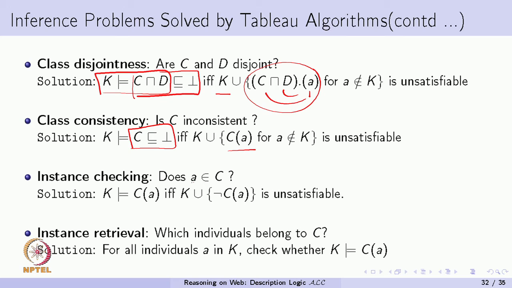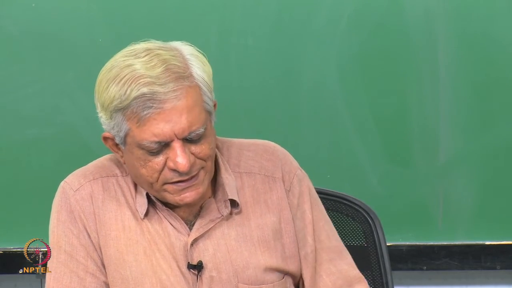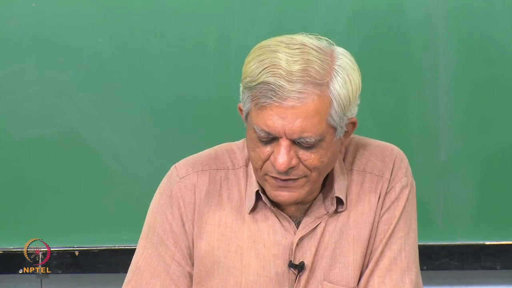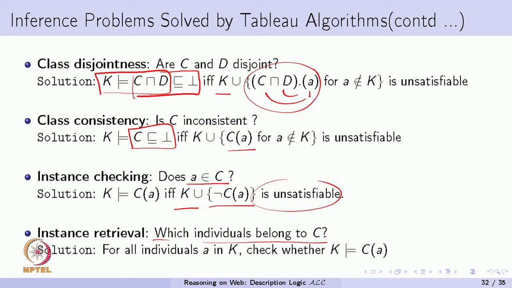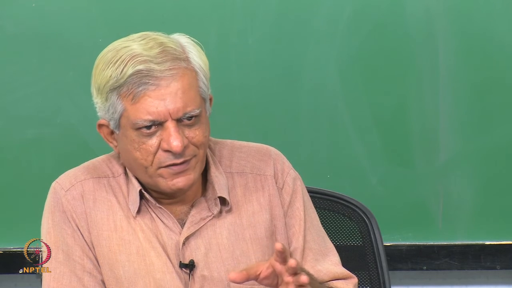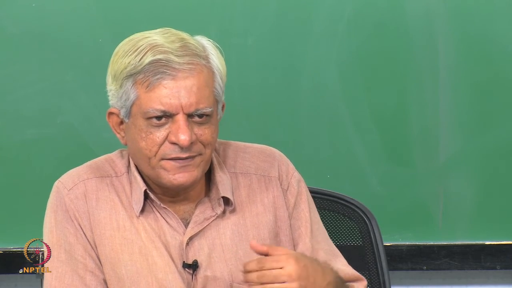Instance checking: does an individual belong to a class? We can see that by making a statement that the individual does not belong to the class, not of C of A, and adding it to the knowledge base. If you can show that this is unsatisfiable, then we have shown the original thing. So, the whole thing is the same: you just take the negation of what you are trying to show and add it to the knowledge base and then show that it is unsatisfiable. If you want to do instance retrieval, which are all the individuals which belong to the class C in the knowledge base, then for every individual in the knowledge base you check whether this thing is true and you are done. So, if you can show unsatisfiability, which is what we showed that the Tableau method does, then you can answer all these questions about class subsumption or membership or disjointness and consistency.